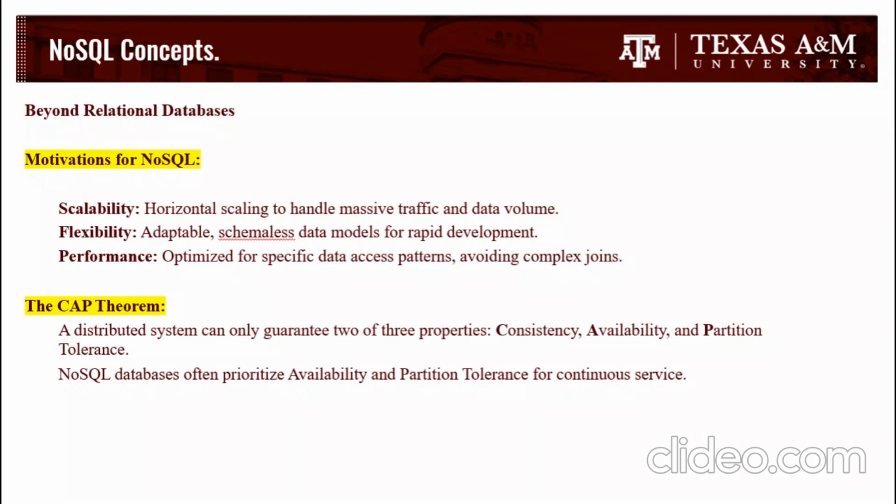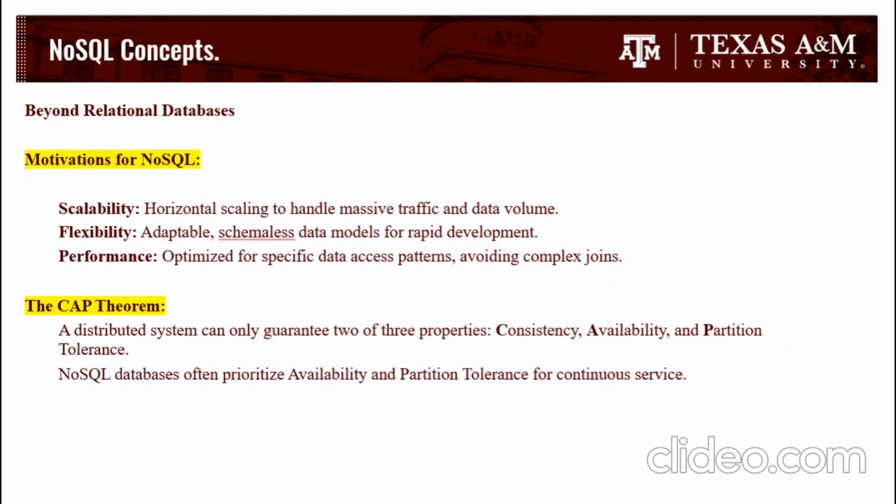This leads us to the CAP theorem. What is the CAP theorem? It states that a distributed system can only guarantee two out of the three properties: consistency, availability, and partition tolerance. C stands for consistency, P stands for partition tolerance, and A stands for availability. NoSQL databases often choose availability and partition tolerance to ensure continuous service. These are the basic NoSQL concepts that we have to be aware of.